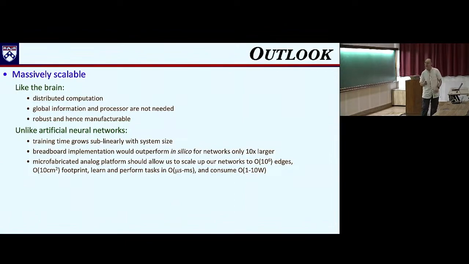When you wire these things up by hand, Sam has been a hero, making 25, 30 edges. That's super, super hard already. Okay, once we make them with breadboards, we'll be able to make maybe 100 or 200 edge networks. And we'll see how those go.